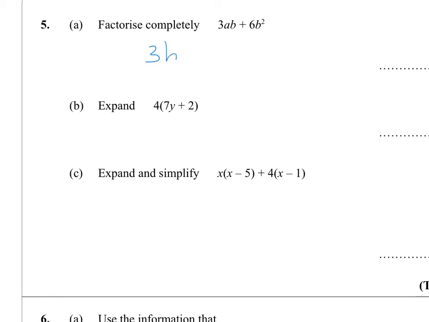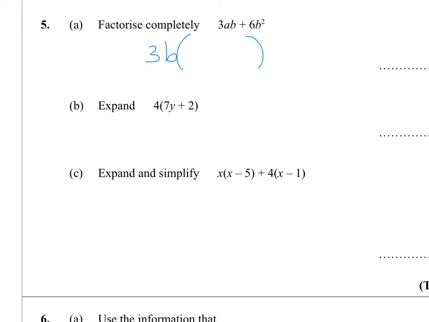So I take that outside. They don't have an A in common. So basically the 3B lives outside the brackets. Okay, so we started with the numbers. Biggest number that goes into 3 and 6 was 3. Biggest amount of letters they had in common was a B. That lives outside the brackets.